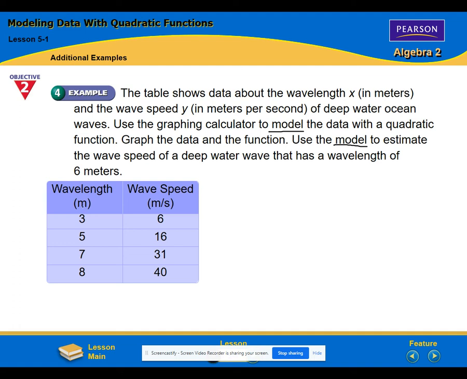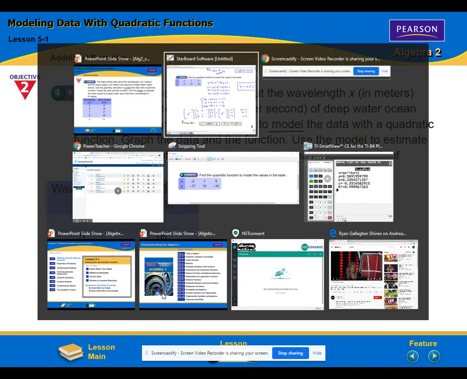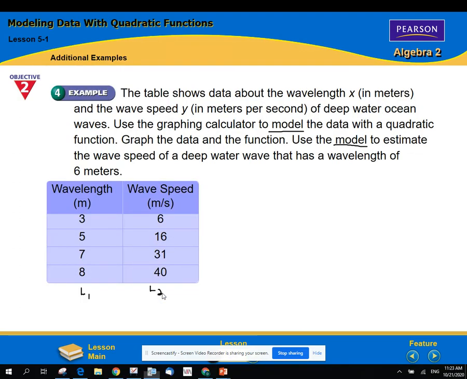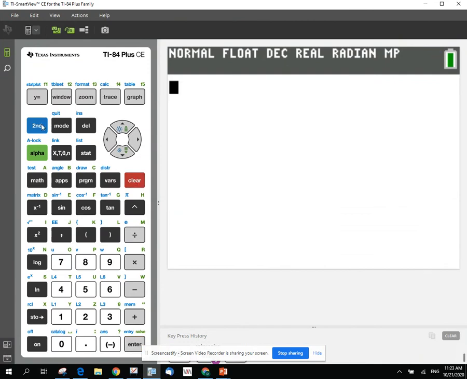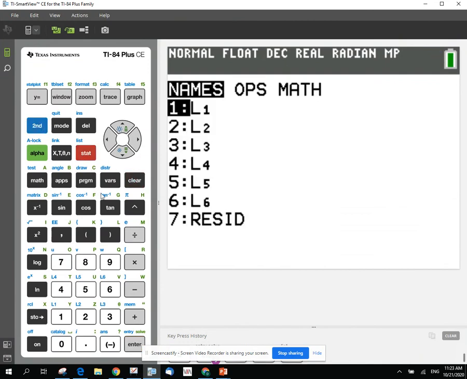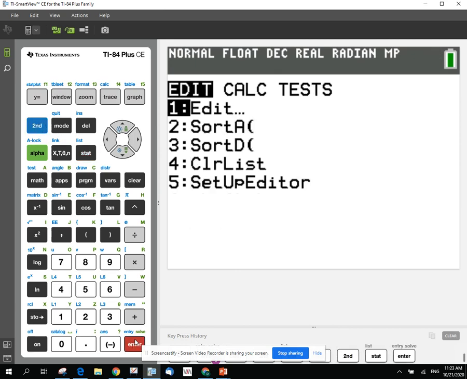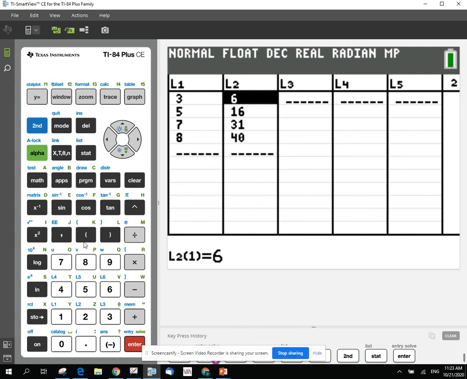So really, again, this is X and this is Y. For the purposes of our calculator, this is L1 and this is L2. Now again, for brevity, I have already entered those into my calculator. Let me show you. Those are those 4 ordered pairs.